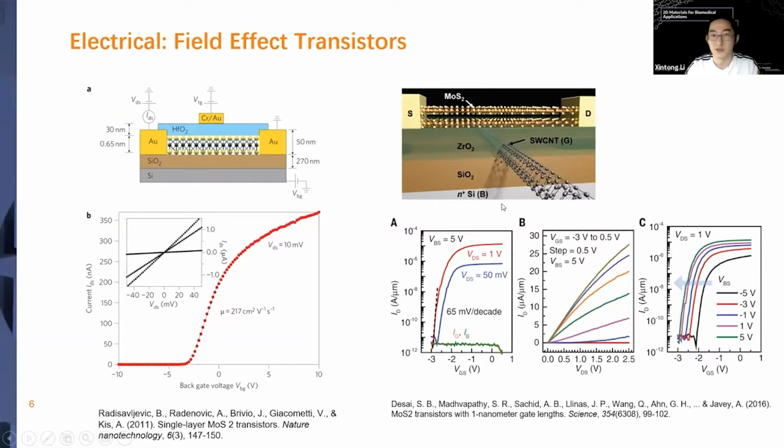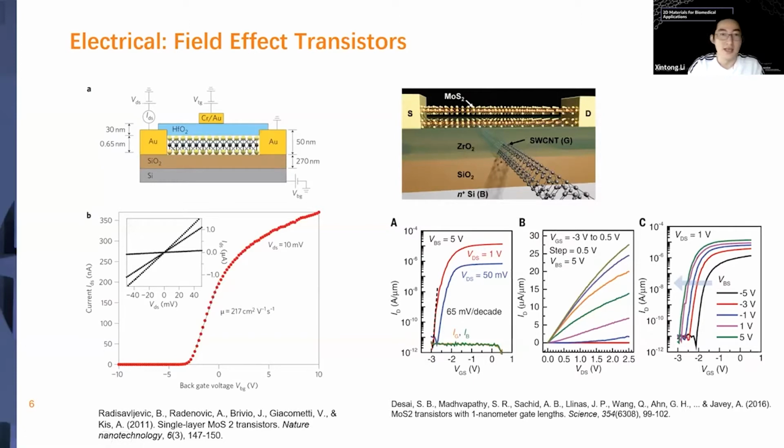And after this famous work, intense study has been done on how to improve the performance of this kind of transistors. For example, in this work, they use a single wall carbon nanotube as the gate, and they got a very high on/off ratio, which is also absent in graphene transistor because of the lack of the band gap. And they got a near ideal subthreshold slope of 65 millivolts per decade, which is near the limit of room temperature.